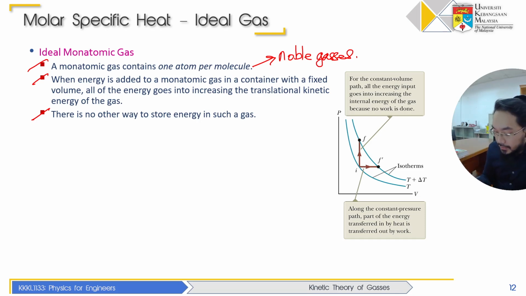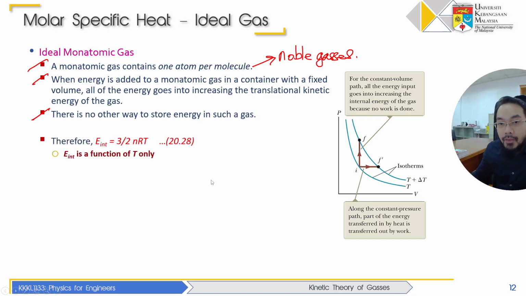On the right-hand side here we have the PV diagram that shows constant volume and constant pressure processes. Therefore, the internal energy must be equal to 3/2 nRT, because we have established that the internal energy is due to the translational kinetic energy, and the total translational kinetic energy of an ideal gas is 3/2 nRT. So we can know the internal energy value for a monoatomic ideal gas.